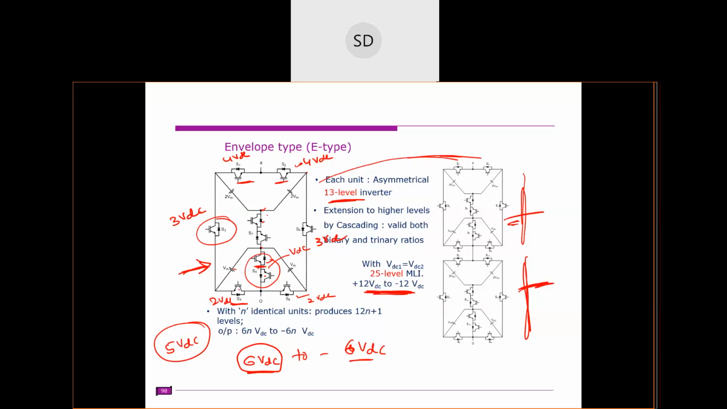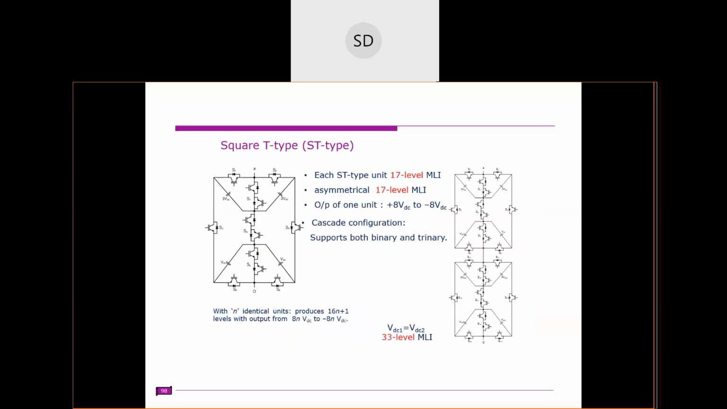So this is the E type. Similarly, we have another one, that is the square T type. So that is the ST type, square T type. Everything is the same, whatever circuit we discussed. So everything is the same. There are two variations.